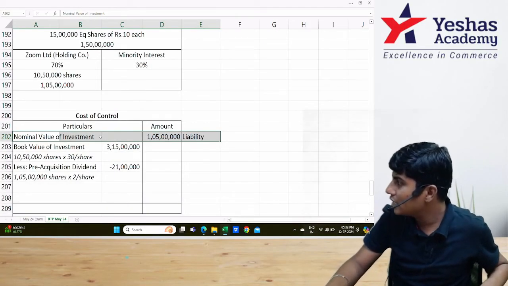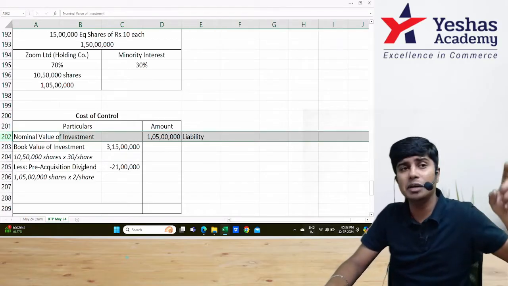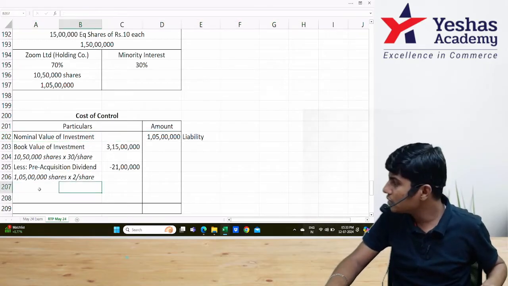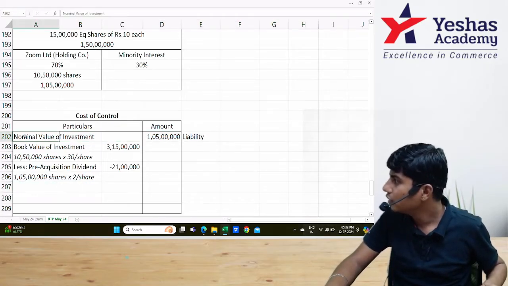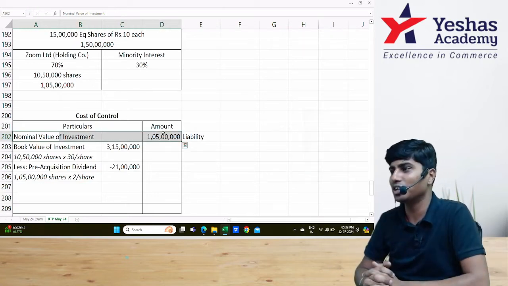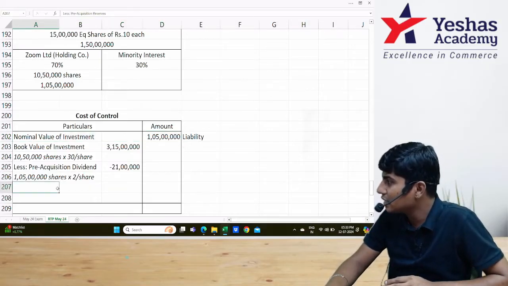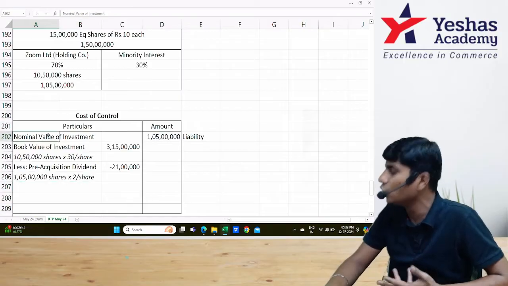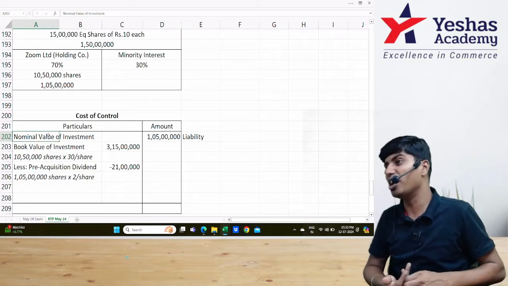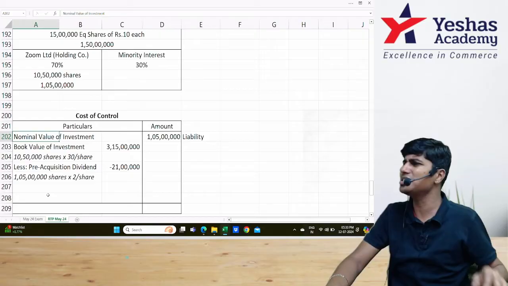I'll write here 1 crore 5 lakh equity capital, nominal value. And that pre-acquisition reserve, I am deducting from this. So what they do is this deduction, they'll send it to this side. So they'll add it to nominal value. So it will become share capital plus reserves multiplied by percentage. Only thing is, instead of deducting this from book value, they've added it to nominal value. And they've given a new name to nominal value: net asset value of the share of holding. That's a new name given.